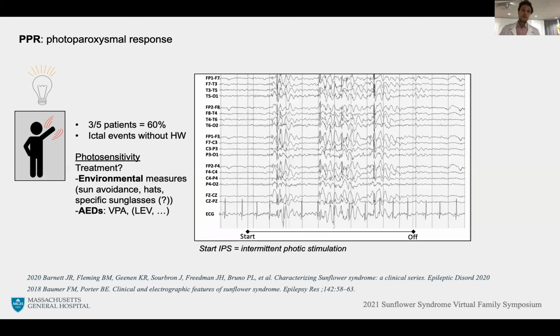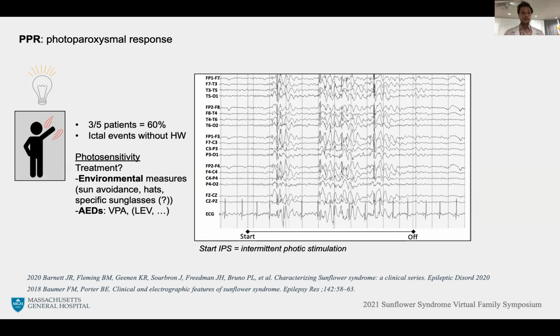Last but not least, the photoparoxysmal response. So what we are actually doing is we mimic the stroboscopic effect with light. We call it IPS, the intermittent photic stimulation. And what was interesting is that 3 out of 5 patients had a clear PPR, as we abbreviated, meaning that this is a photosensitive epilepsy.